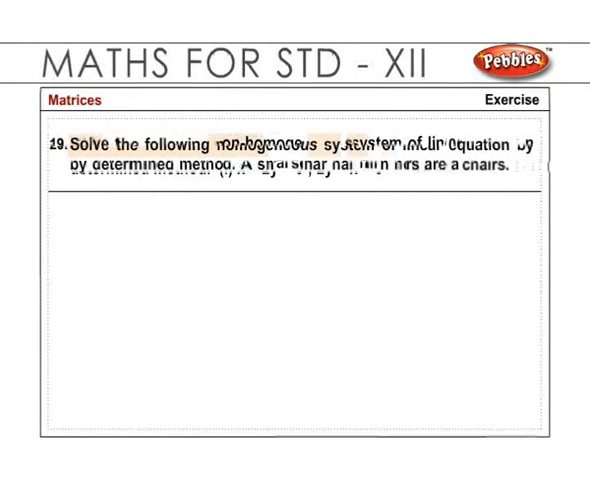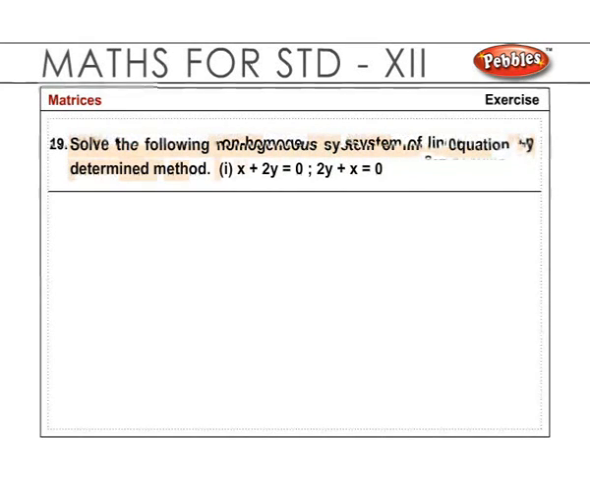Solve the following homogeneous system of linear equation by determinant method. x plus 2y is equal to 0. 2y plus x is equal to 0.